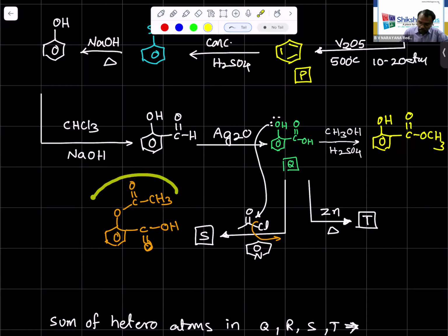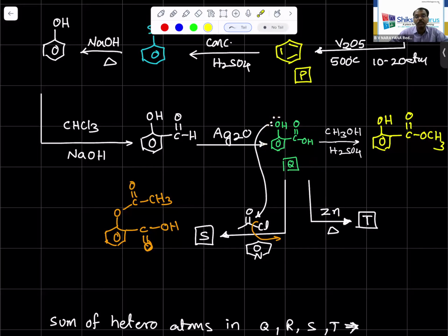It is acetyl salicylic acid. It is salicylic acid, and the CH3 C double bond O group is called the acetyl group. Therefore, it is acetyl salicylic acid. It is also called aspirin. It is compound S. Now, this compound is treated with zinc and heating.